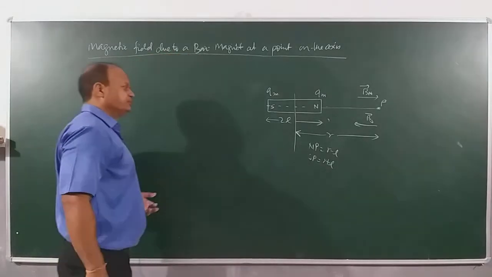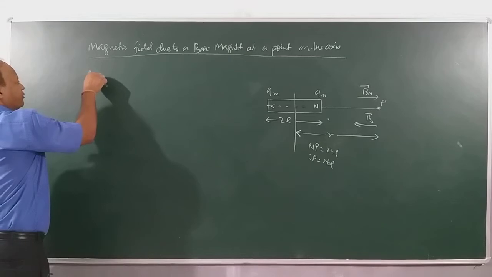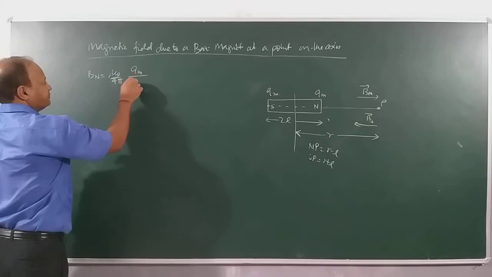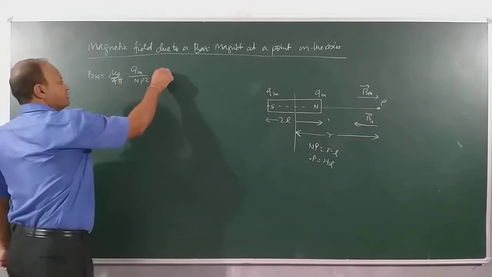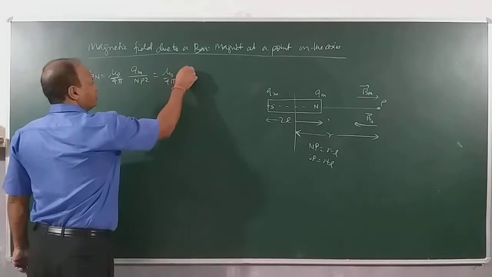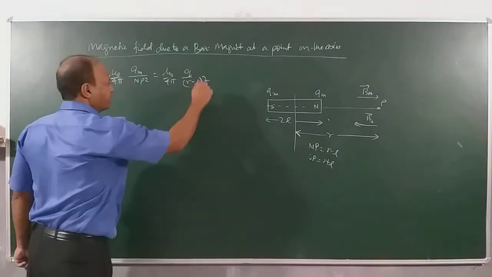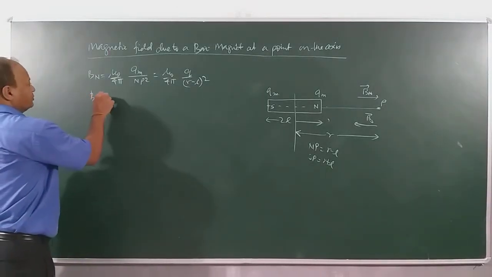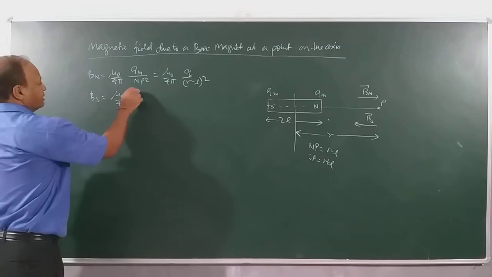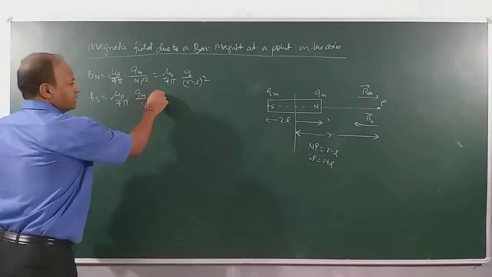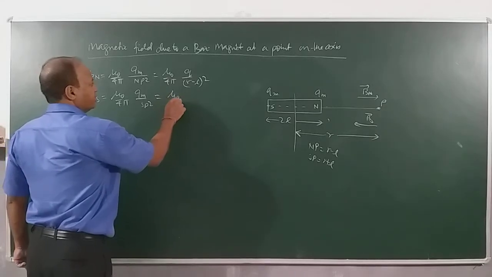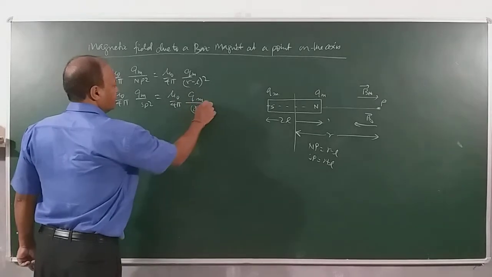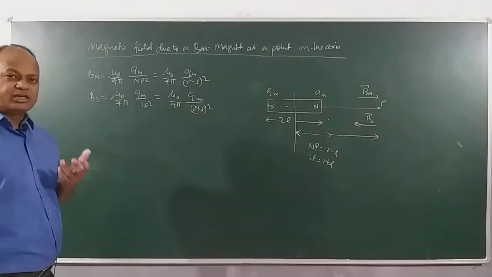And therefore the magnetic field due to the north pole, Bn, will be mu naught by 4 pi, Qm by NP square, which is mu naught by 4 pi, Qm by (r minus l) whole square. Clear? Similarly, the magnetic field due to the south pole, Bs, is equal to mu naught by 4 pi, Qm by SP square, which is mu naught by 4 pi, Qm by (r plus l) whole square. So we know both the fields, and I want to calculate the net field.